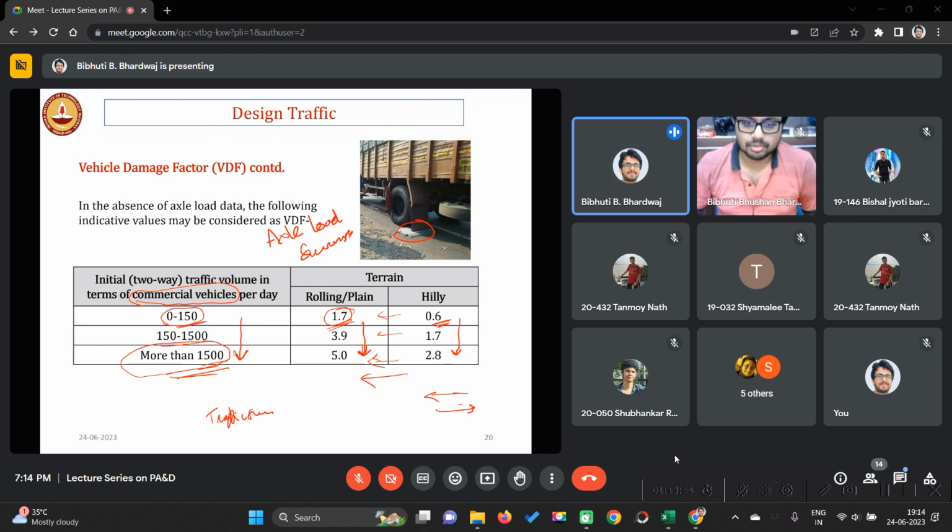Trucks which are like transferring goods from one city to another city, like so it will increase.